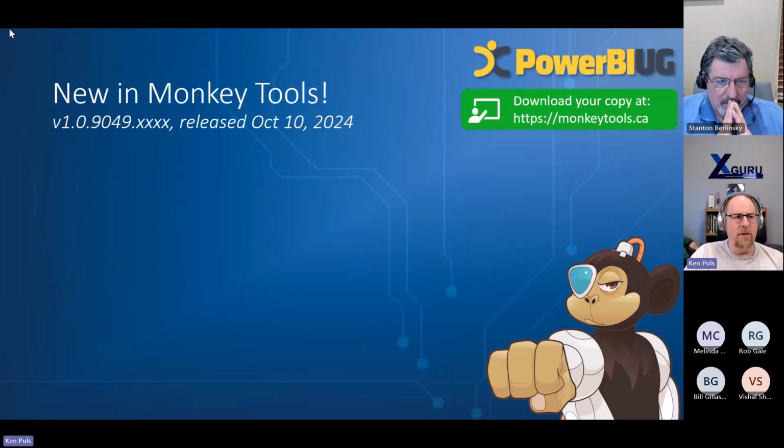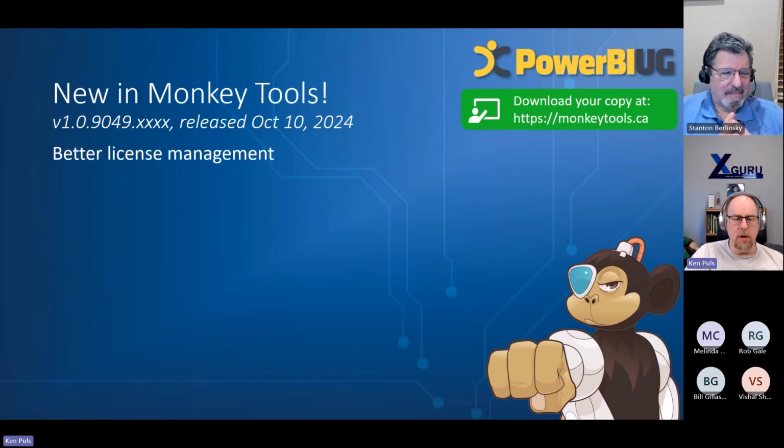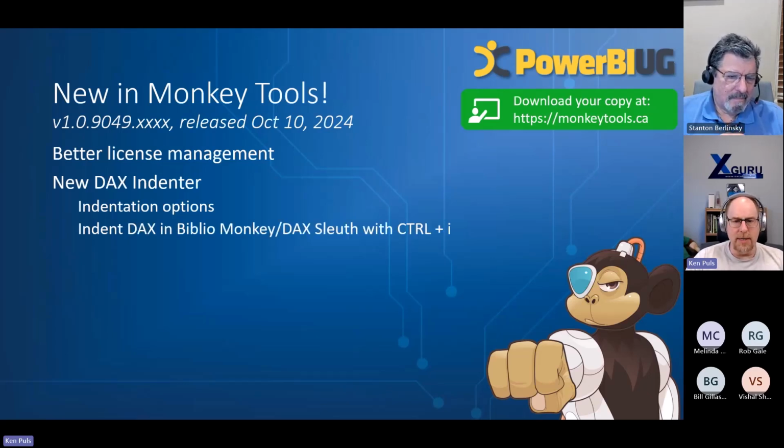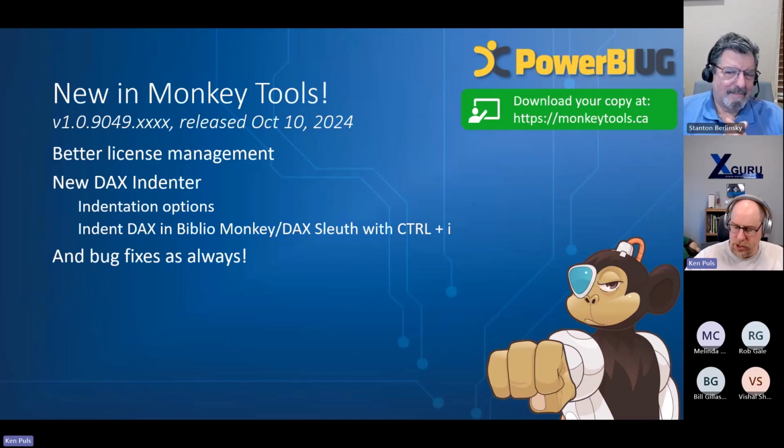Just a quick note before we dive into the topic about Monkey Tools. I always like to share what's new in Monkey Tools. Some of the things that have come out over the last little while: we've got some better license management. If you guys want to see that, I'll show that. We've got a new DAX indenter that has been released, and we've got some indentation options that go with it. You can now also indent your DAX in BiblioMonkey and DaxLoof by using Control-I. We'll actually re-indent the DAX if you're making changes there. And naturally, there's loads of bug fixes as always. I actually managed to get a build out earlier today that has some more bug fixes inside of it. We'll look at some of these as well as a bunch of other things a little bit later on.